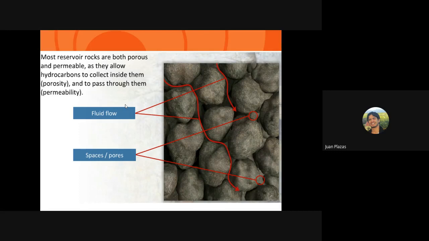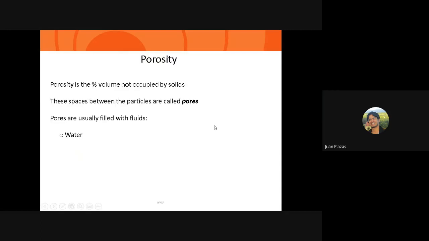Most reservoir rocks are both porous and permeable. They allow hydrocarbons to collect inside them. So this is porosity, and to pass through them, permeability. It's important to know we have pore spaces, and also we have the flow path. The flow path is given by the permeability, and the amount of void volume, the pore spaces, is given by the porosity. Porosity is the percent of the volume not occupied by solids. This space is called pores, and pores can be filled with formation fluid that could be water, oil, or gas. Porosity is measured by percent.